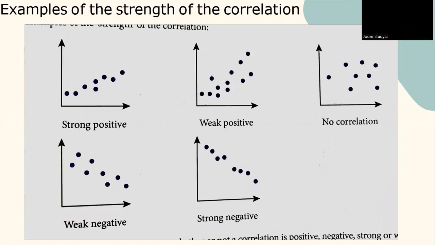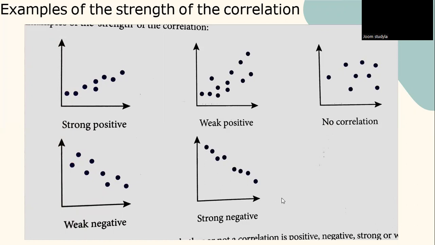In examination, sometimes they will give you the diagram and ask you to identify this type of diagram, what does it mean? This type of diagram shows a strong positive correlation, and this is a weak positive. This is no correlation. This is a weak negative and this is a strong negative. When the x value is less but the y value is higher, it actually goes down. That's why it is strong, but negative.